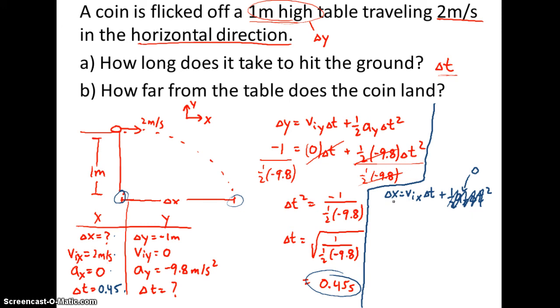We want to find out what delta x is. Initial velocity in the x direction, 2 meters per second. We just found the time to be 0.45 seconds. So our displacement in the x direction is 0.9 meters. So it's going to land 0.9 meters from the base of the table, and it's going to take 0.45 seconds to get there.